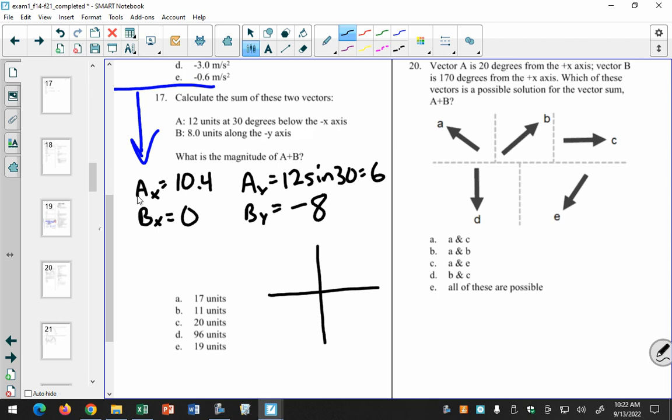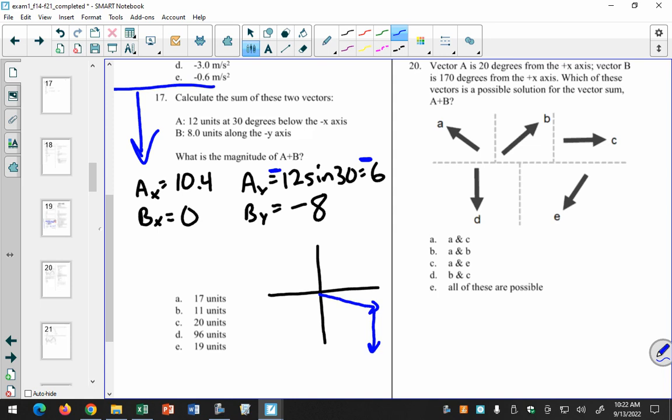I have A as 12 units at 30 degrees below the x-axis. So yeah, you're right. Now that I draw that, I see that ay should be negative. So this should be negative 6. Important to draw a picture. I find that you just make mistakes if you don't draw pictures. And then B is 8 units along the negative y-axis. That should be shorter, actually, if I'm drawing it to scale. Sorry, I was trying to rush.